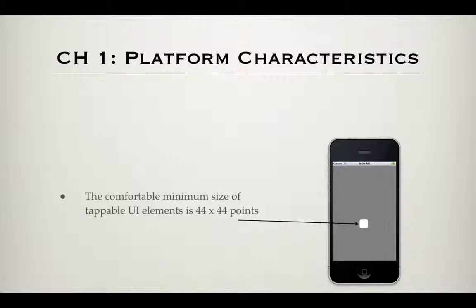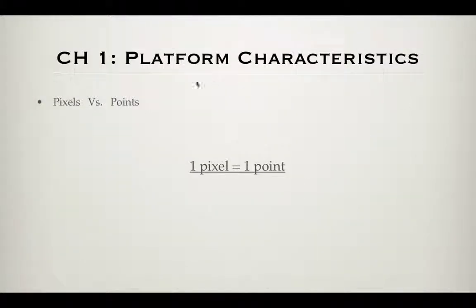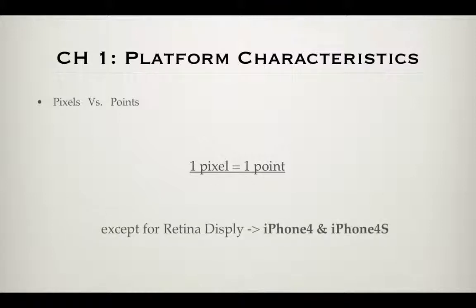Now let's move to this point, which is very important. The minimum clickable thing or button on your screen should not be less than 44 by 44 points, and points, not pixels. So what's the difference between points and pixels? 1 pixel equals 1 point, except for the Retina display on the iPhone 4S and the iPad 3, I guess. There, 2 pixels equal 1 point, and you have to do the math for that.